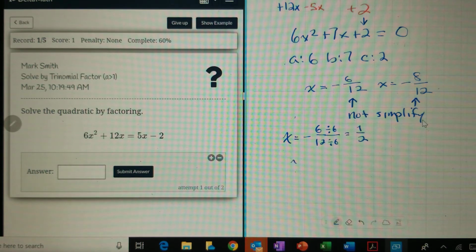And our second one, don't forget our negative sign. I almost did. All right, and next we get 8 over 12, and we can divide both of those by 4. And that will give us, don't forget the negative sign, 2 over 3. And so I'm pretty sure those are the answers that we need for Delta Math.